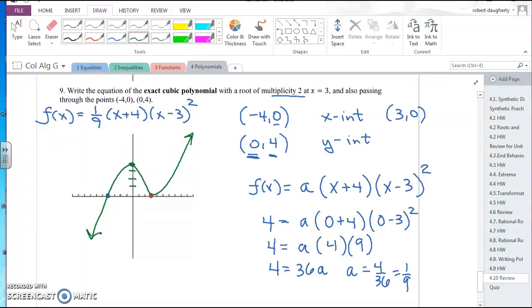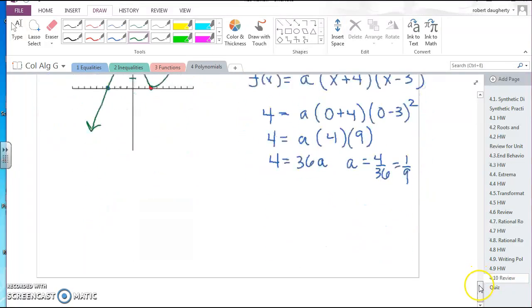Okay? That should be it for the review. Now keep in mind, this was what we did in 4.7 to 4.10. You'll also need to review that quiz 4.1 to 4.6 to be ready for the unit test.